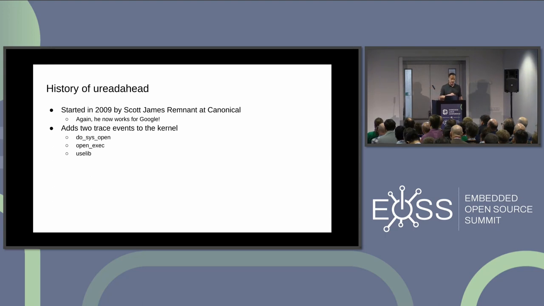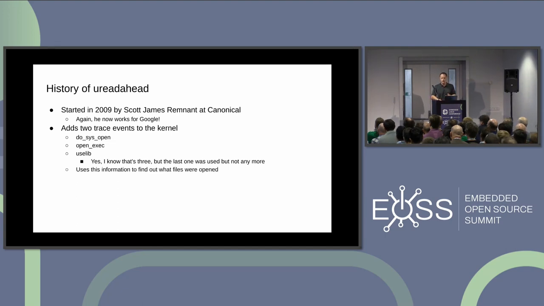These are the two trace events. Yes, I know there's three, but the last one is not used. It must have been used in 2009, but they never got rid of it. They added a check to say, if this isn't available, just ignore it. But this uselib trace event, I have no idea what it's used for. It's still in the code. So again, this information is used to find out where the file is opened. One of the problems is it can't handle relative paths. If you actually open a relative path, it just gives up and ignores it.